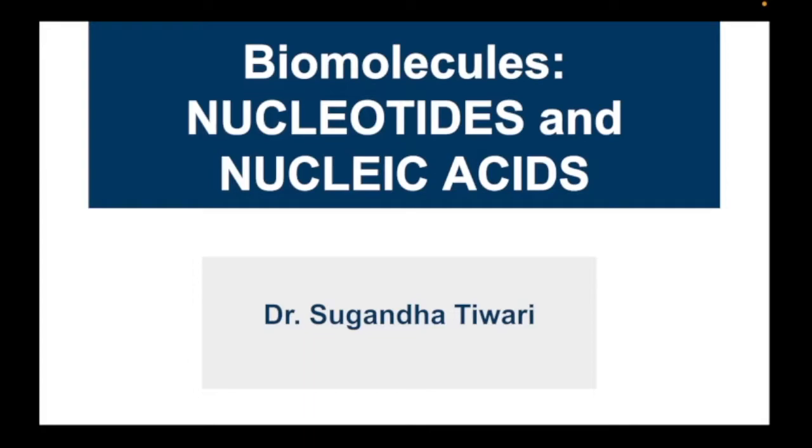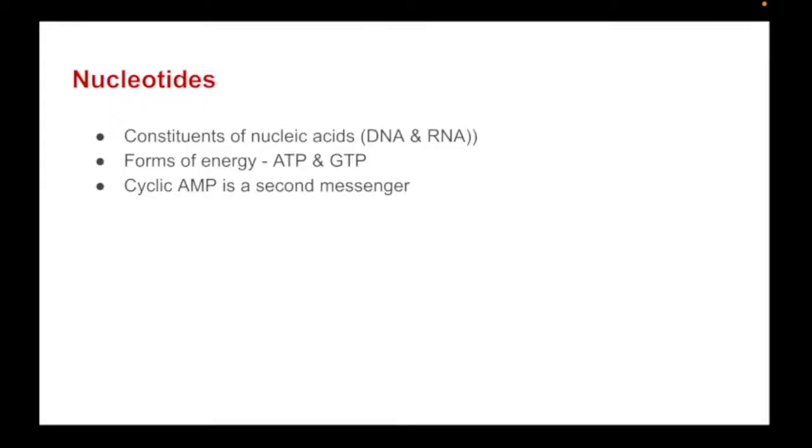Nucleic acids are the polymers of nucleotides and they constitute 5 to 10% of the cell. So the nucleotides are the constituents of nucleic acids. Nucleic acids are of two types, DNA and RNA, and they store genetic information and transfer this genetic information to the daughter cells during cell division. Nucleic acids also transfer information to mRNA and to proteins.